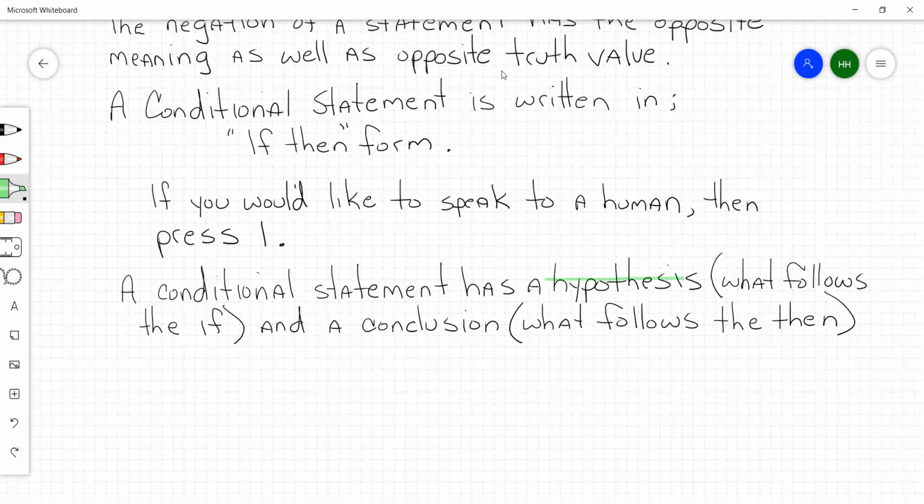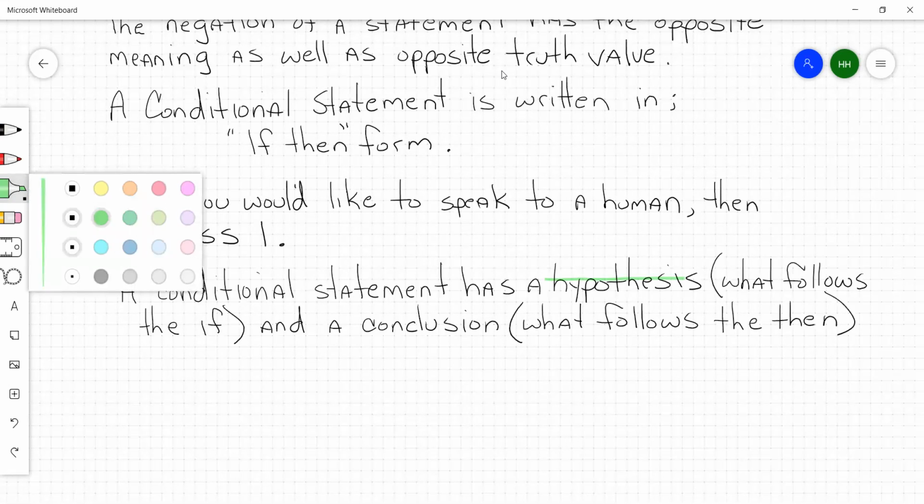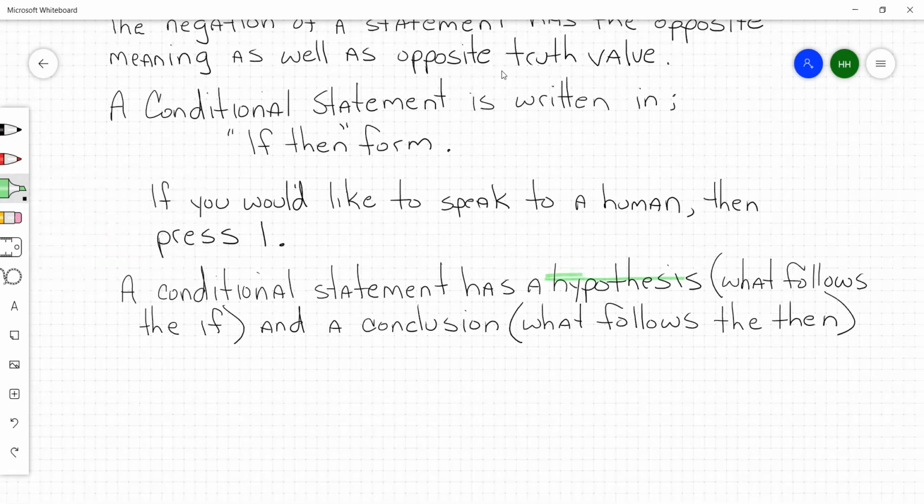Hypothesis is what follows the if. So back to this conditional statement right here. The hypothesis of this statement right here: would like to speak to a human. That's all the hypothesis. It's everything after the if. It doesn't include the if though.